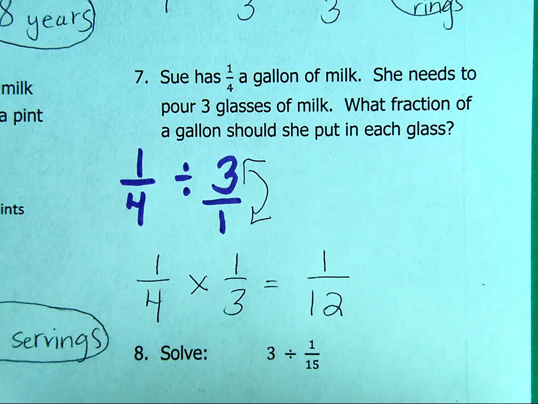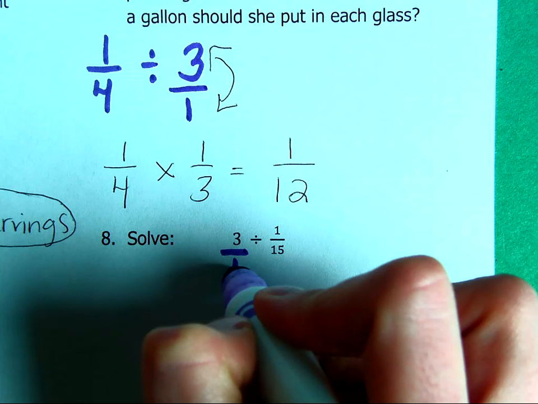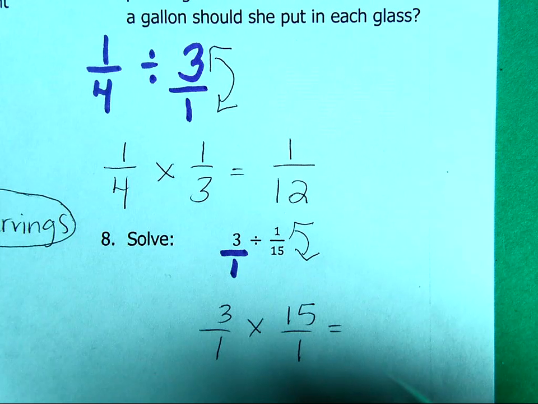I have 3 whole divided by 1/15. I need to draw a line underneath this 3 and put a 1 so that I can turn it into a fraction. I know that it's easier to divide a fraction by a fraction. I'm going to rewrite my problem. 3 over 1 multiplied by the reciprocal fraction of 1/15, which would be 15 over 1. 3 times 15, or 3/15s, would be 45, and 1 times 1 equals 1. 45 divided by 1 equals 45 whole.